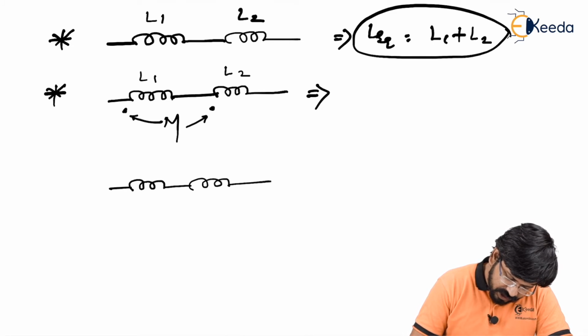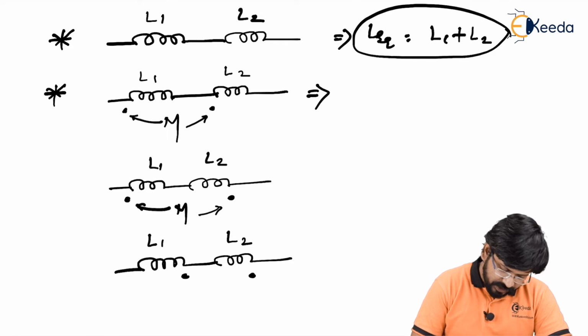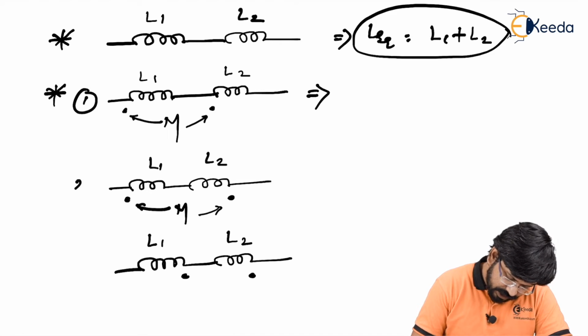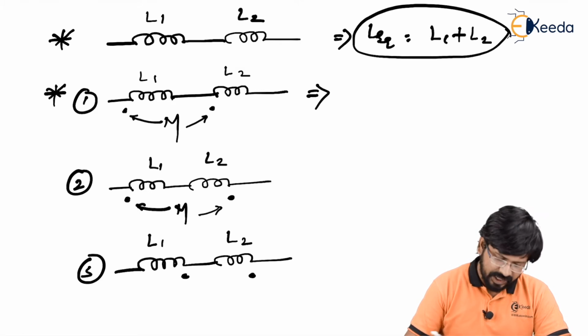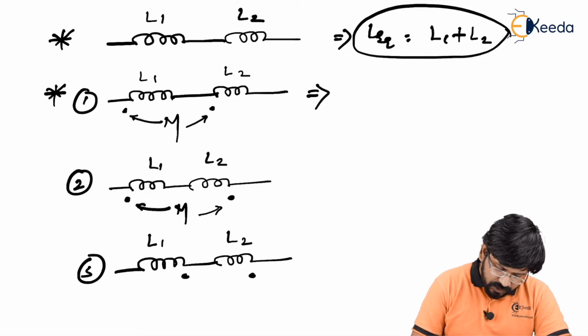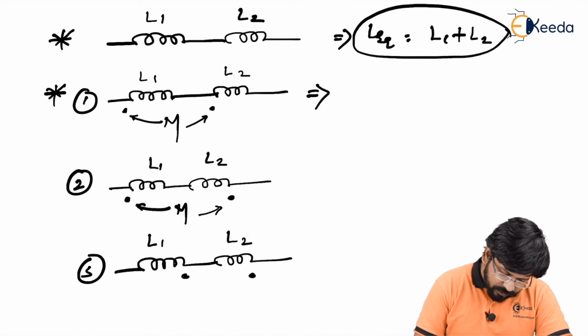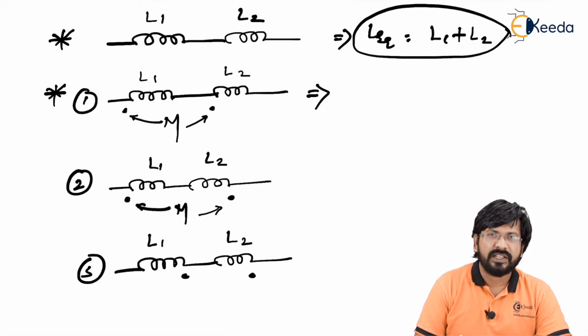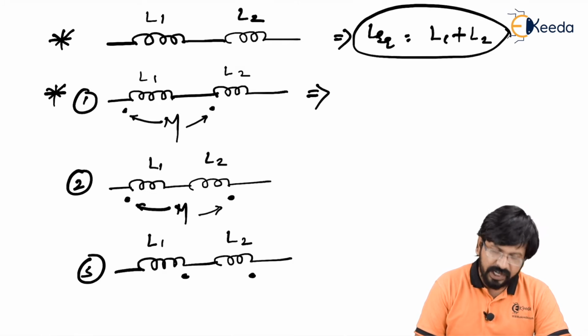All possible dot positions we will see. So let's say first, second and third. Talking about the first example, you see some dots there, right? And between these two dots, there is a mutual coupling. This indicates there is a mutual coupling between L1 and L2.